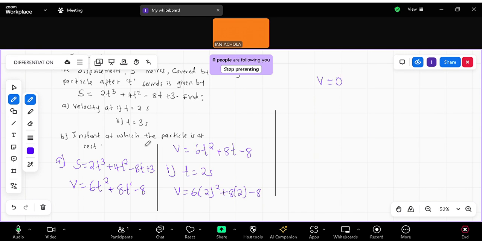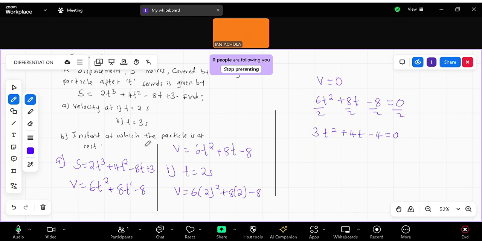So we got 6t squared plus 8t minus 8 equal to 0. So you can divide by 2 all through. So you got 3t squared plus 4t minus 4 equal to 0. So now we can apply the quadratic formula to get the value of t.